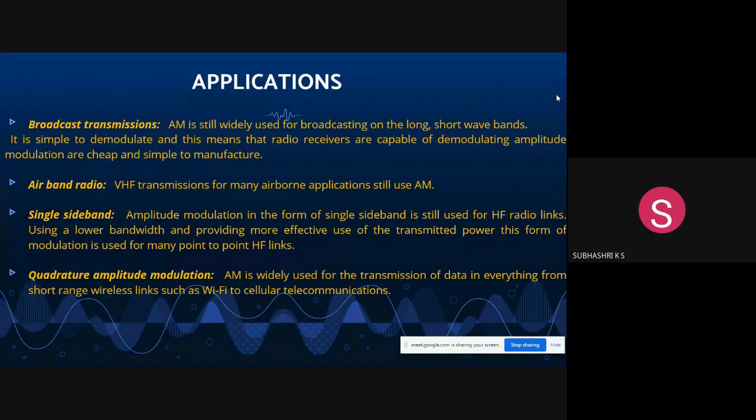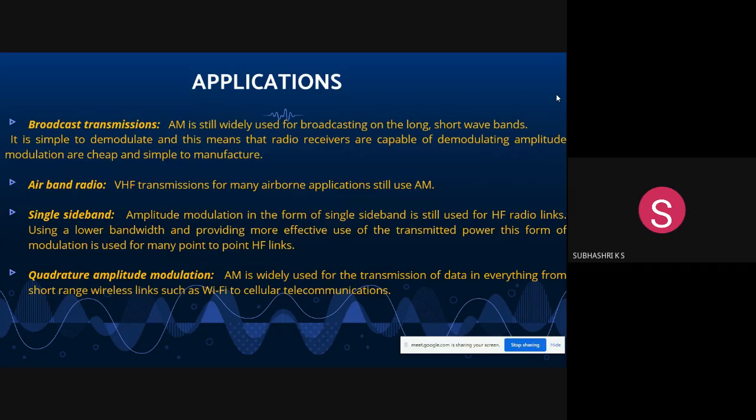Now let us look at the applications. Broadcast transmissions. AM is still widely used for broadcasting on the long and short wavebands. It is simple to demodulate, and this means that radio receivers capable of demodulating amplitude modulation are cheap and simple to manufacture. Airband radio.